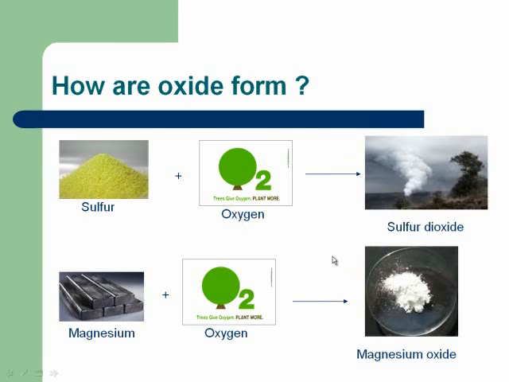The other one, magnesium oxide, is a white powder. It's formed by reacting magnesium together with oxygen. Then you will form magnesium oxide, which is a solid.